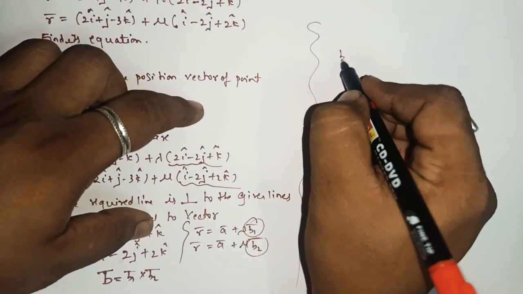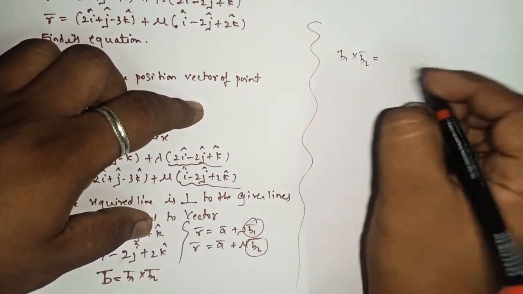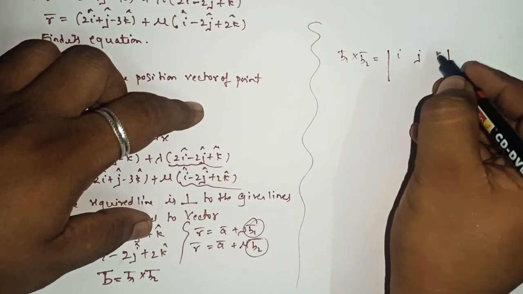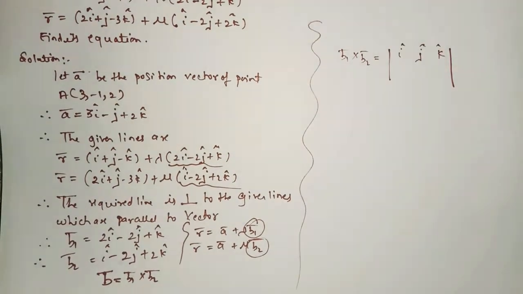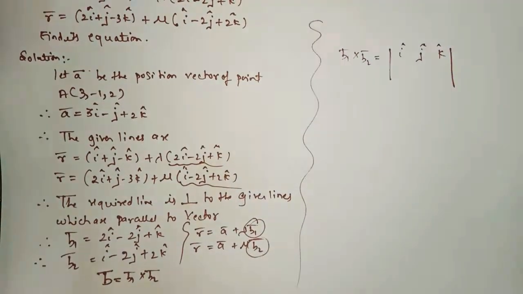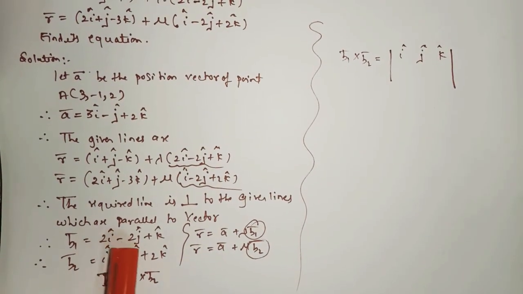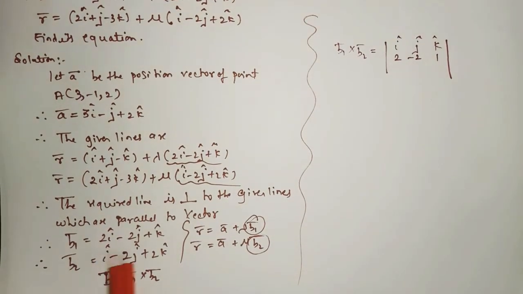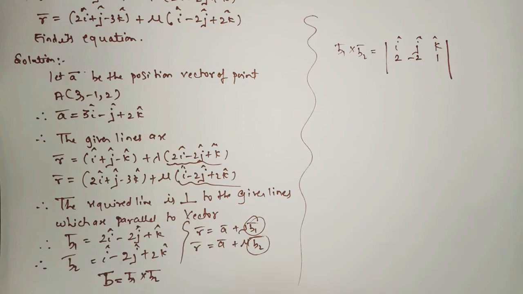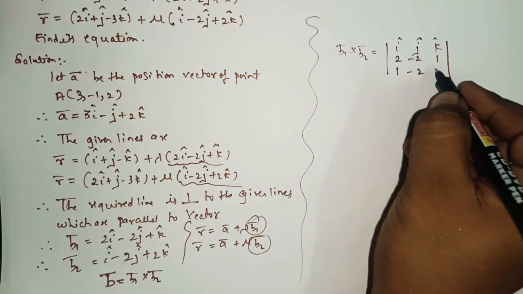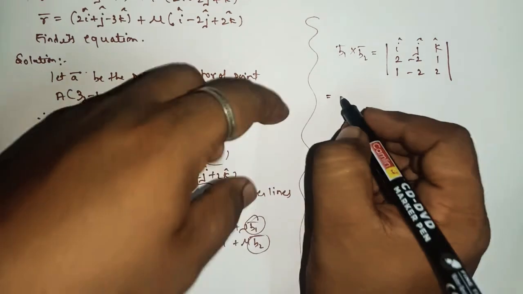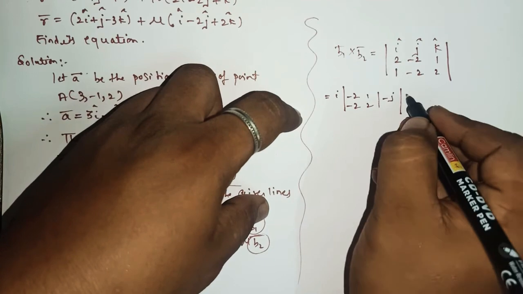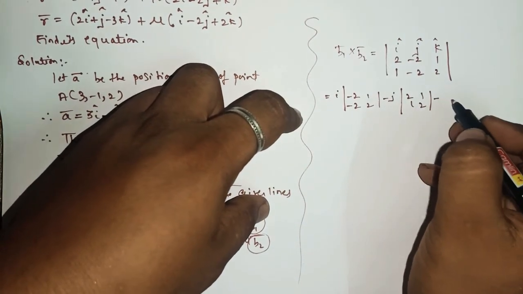Now we'll find b1 cross b2, as we know how to find the cross product. For the first row we'll write i, j, k. In the second row we'll write the coefficient of i, j, k of b1, which is 2, minus 2 and 1, and in the third row you will write the coefficient of b2. I hope you all know how to solve the 3 by 3 determinant. Yes or no?